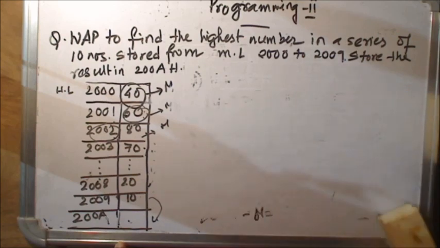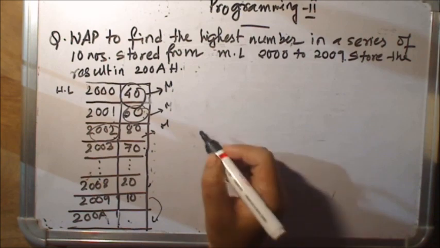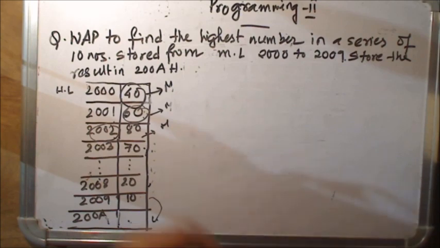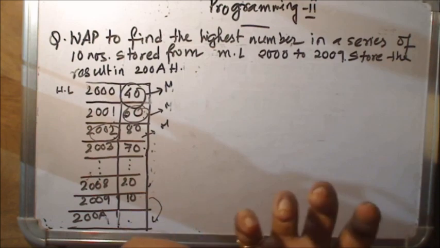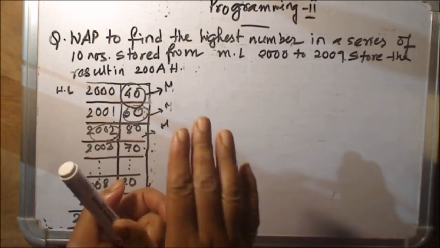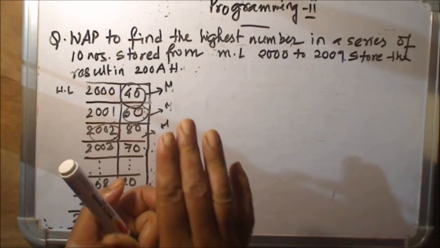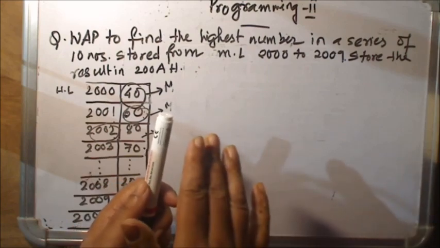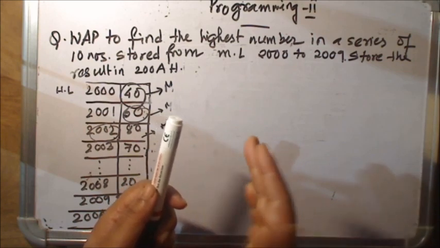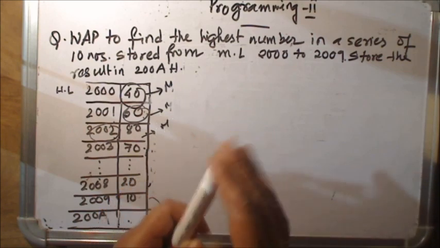So let's tell the logic. What is the logic you understood? Go on comparing every number in the series with A. As you get a new higher number, copy that number into A register. If it is not higher, just keep it. Increment the HL pair. So in the next iteration, it compares the next number, then the next number.